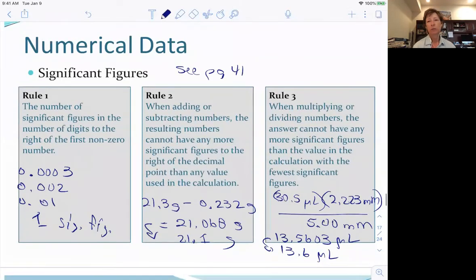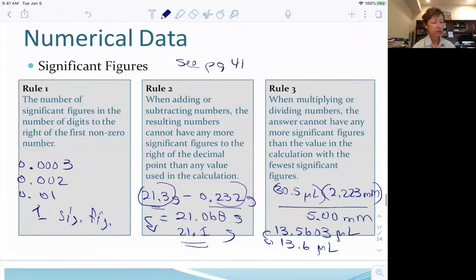And then when we add or subtract or multiply, we base our final calculation on the fewest number of significant figures that's present. So for instance, if I have 21.3 and I subtract 0.232 grams, I get 21.068. At that point, I have 5 significant figures, but my original numbers only had 3 significant figures. So I would round up to 21.1, because I want that number of significant figures to be the same as the least number in my original starting calculation.